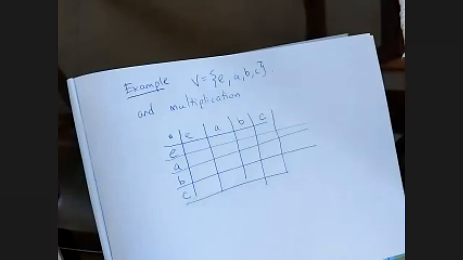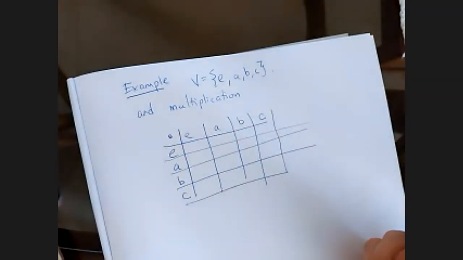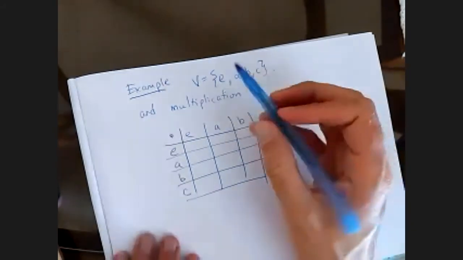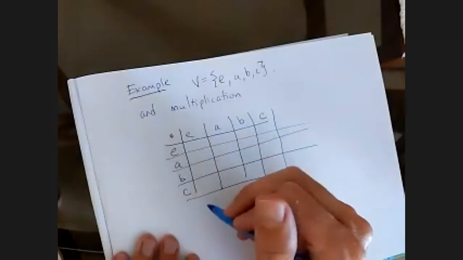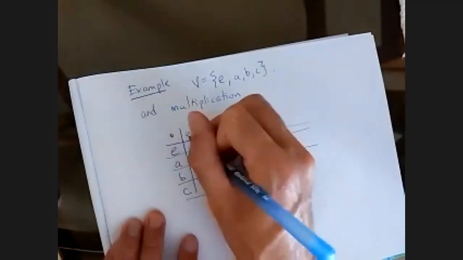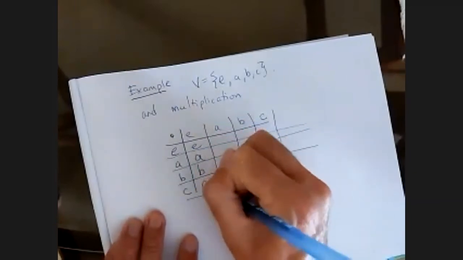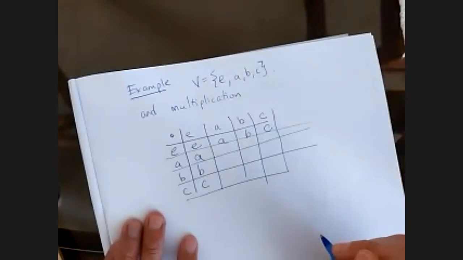Okay. Now I want to fill in this table so that all my group laws are satisfied. One of the first group laws says that E times anything should just be the thing. So E times E should be E, A times E should just be A, and so on.